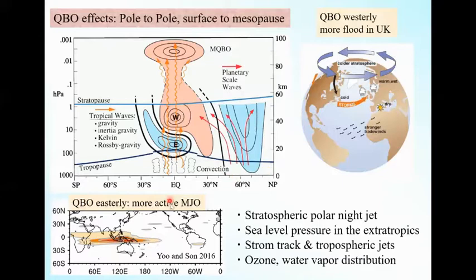And very recently, the Madden-Julian oscillation, which consists of very big cloud clusters in the tropics, has been found to be more active during the QBO easterly phases. So the QBO is a very important phenomenon over the world.